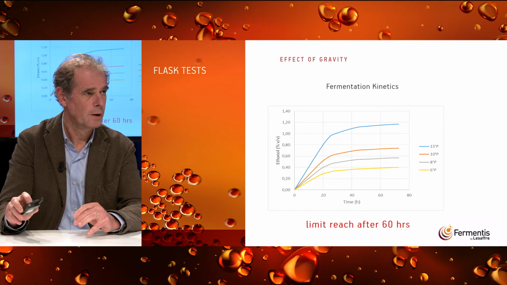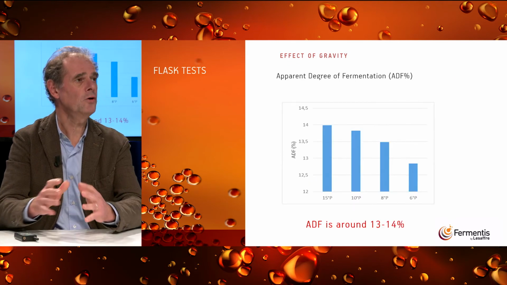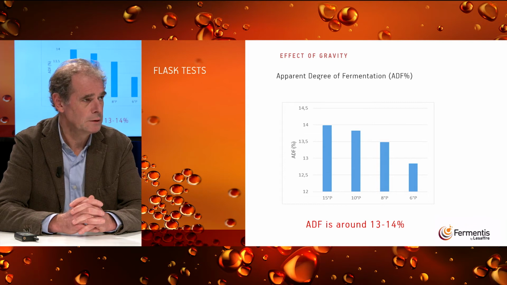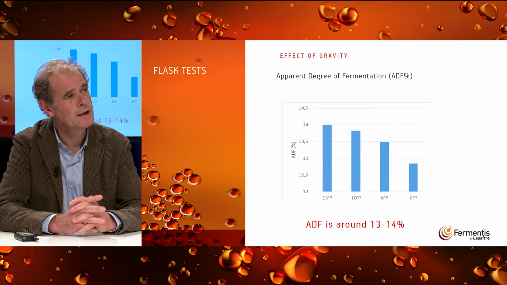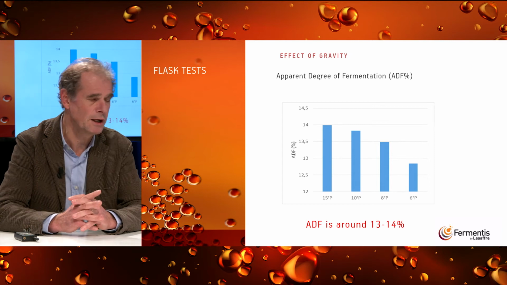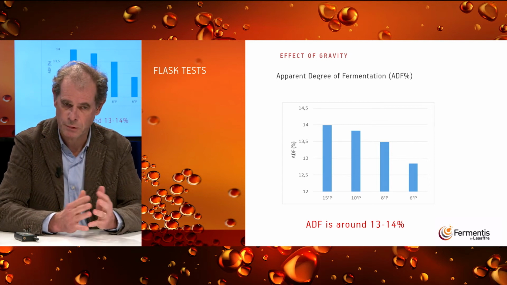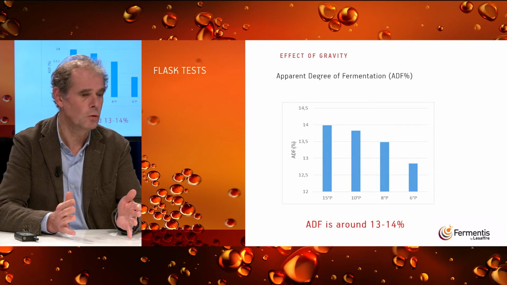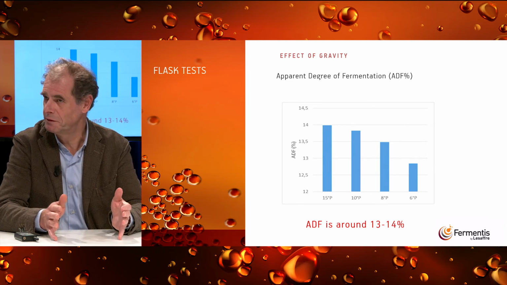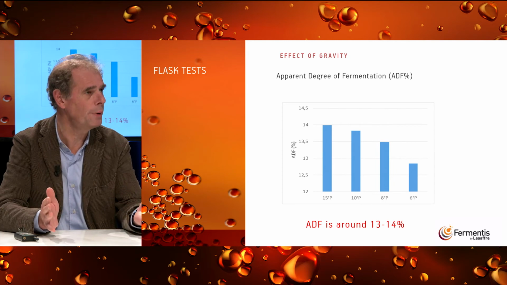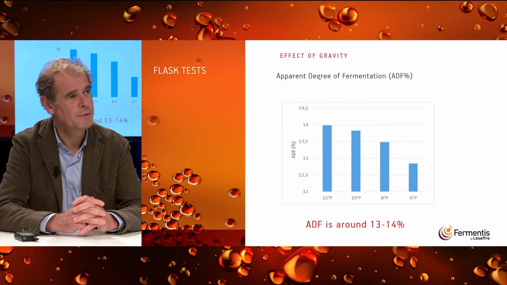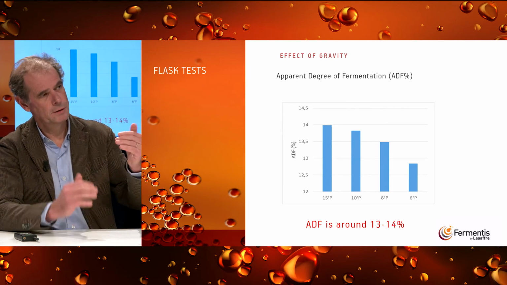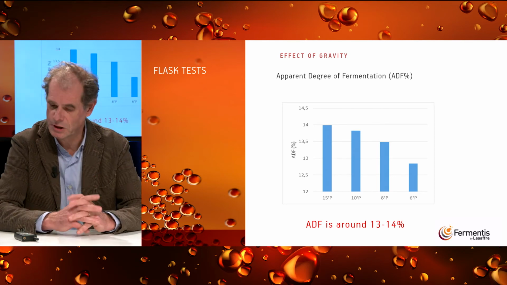So, in terms of apparent degree of fermentation, we see that everything is ranging between 13 and 14. If we remember the composition, the typical composition of a wort, the glucose were between 10 and 15% in weight, and we are completely within these limits. Even if the scale is starting at 12, the difference is really marginal.